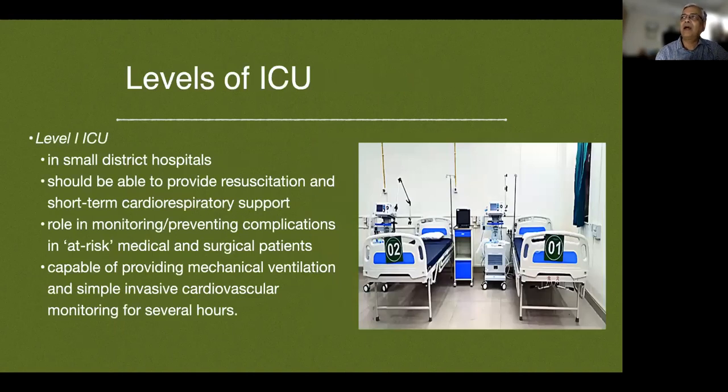Now, we can divide ICUs into 3 types. One is the level 1 ICU. Where is a level 1 ICU present? A level 1 ICU is present in small district hospitals. It should be able to provide resuscitation and short-term cardiorespiratory support. It should be capable of monitoring and preventing complications in patients who are at risk due to medical illness or due to surgery. These level 1 ICUs should be capable of providing mechanical ventilation and simple invasive cardiovascular monitoring for several hours.